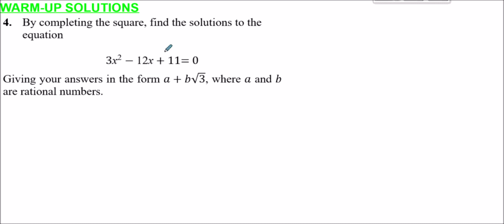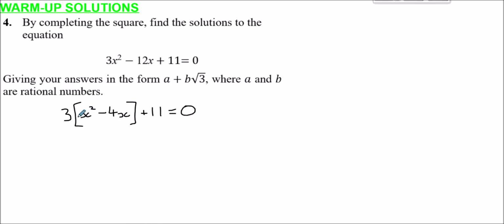And so what we're going to do first of all is factorise out any coefficient of the x squared. So we need to factorise out this 3. And in big square brackets, we're going to put x squared, and to get minus 12x, inside these big square brackets, we need minus 4x. We're going to leave this 11 on its own. So plus 11 equals 0.